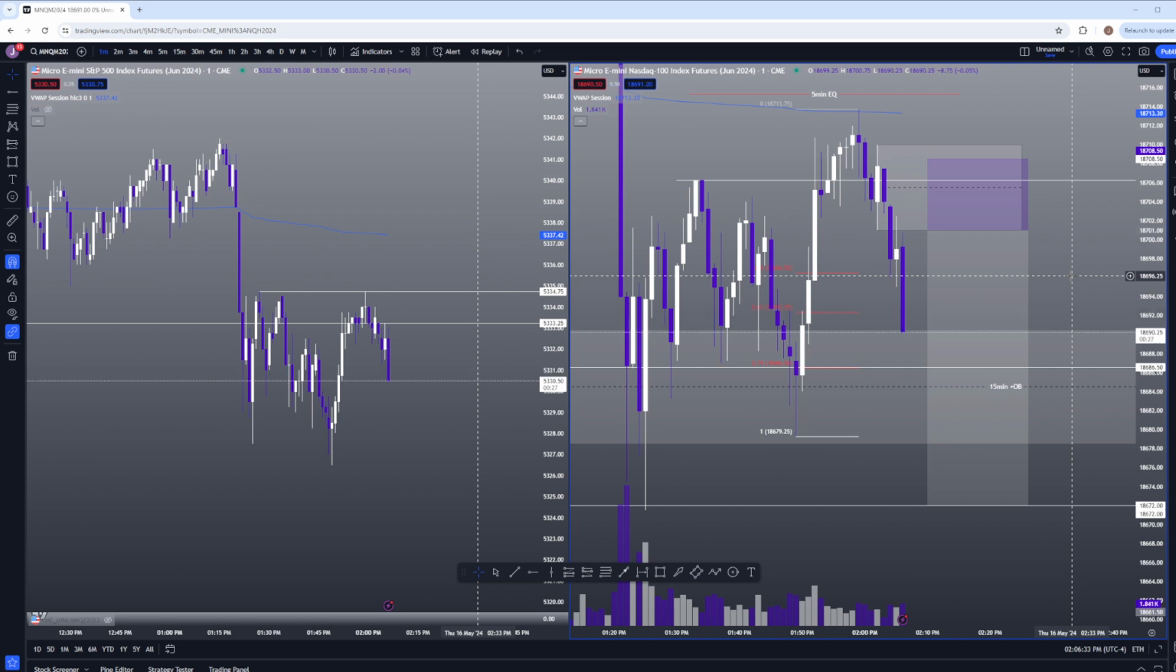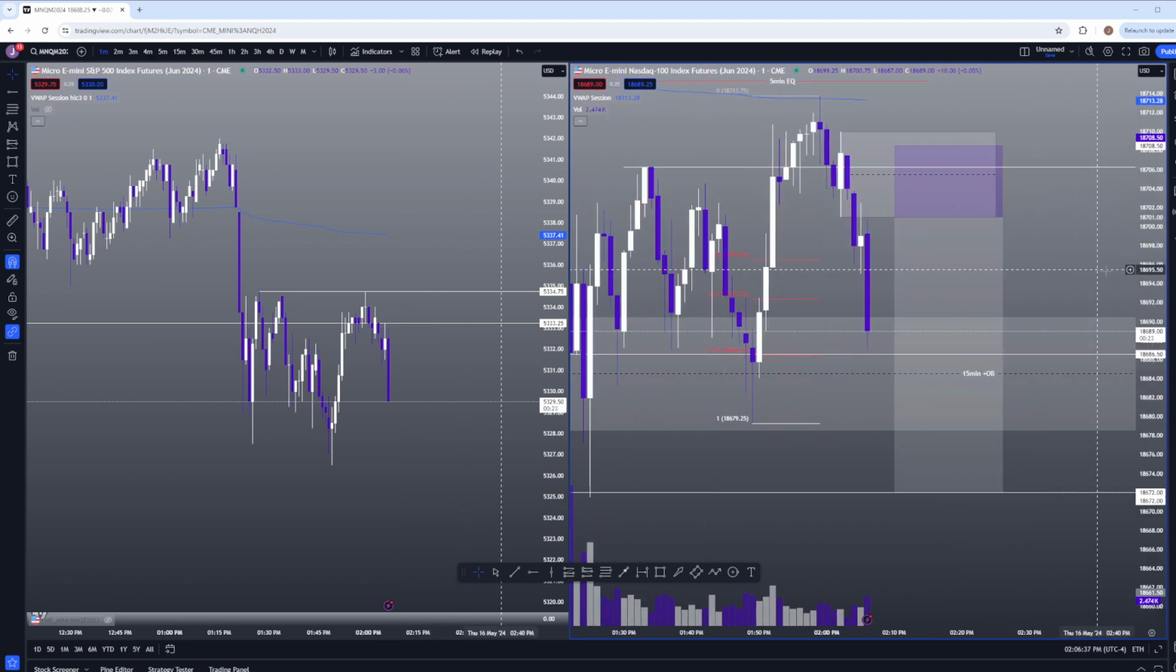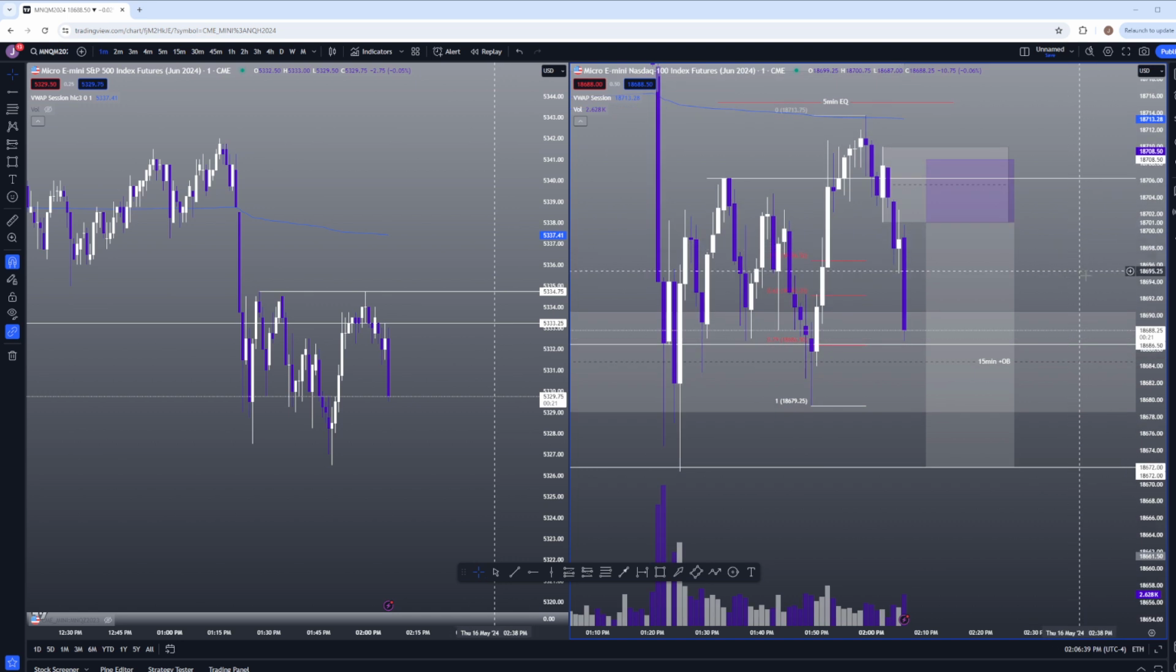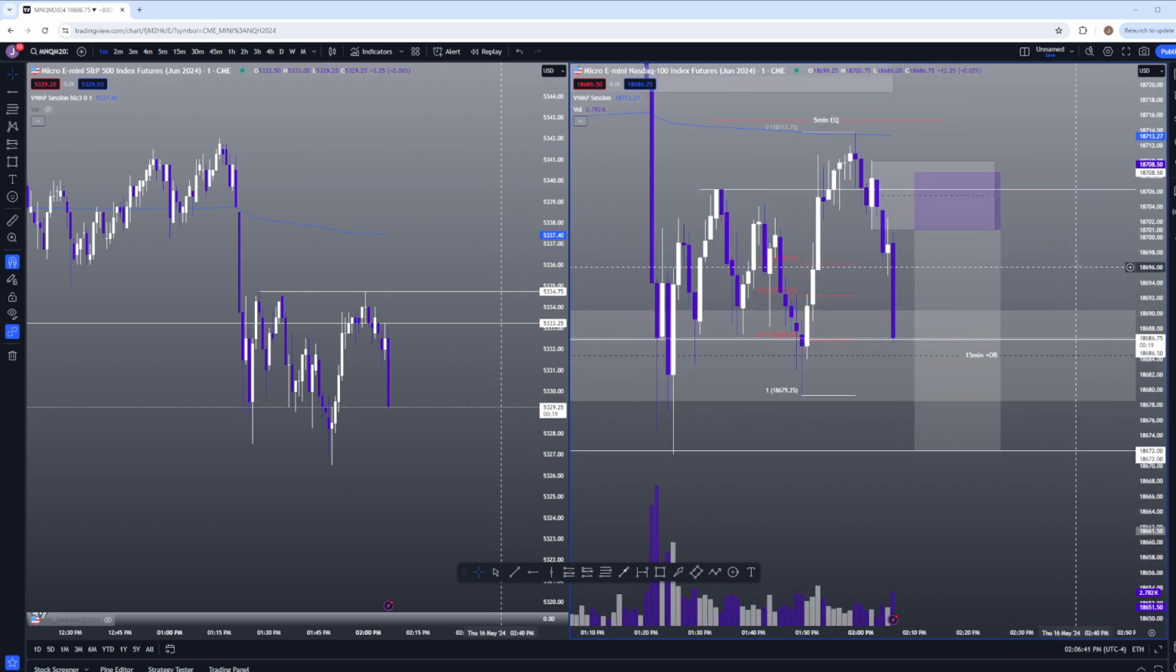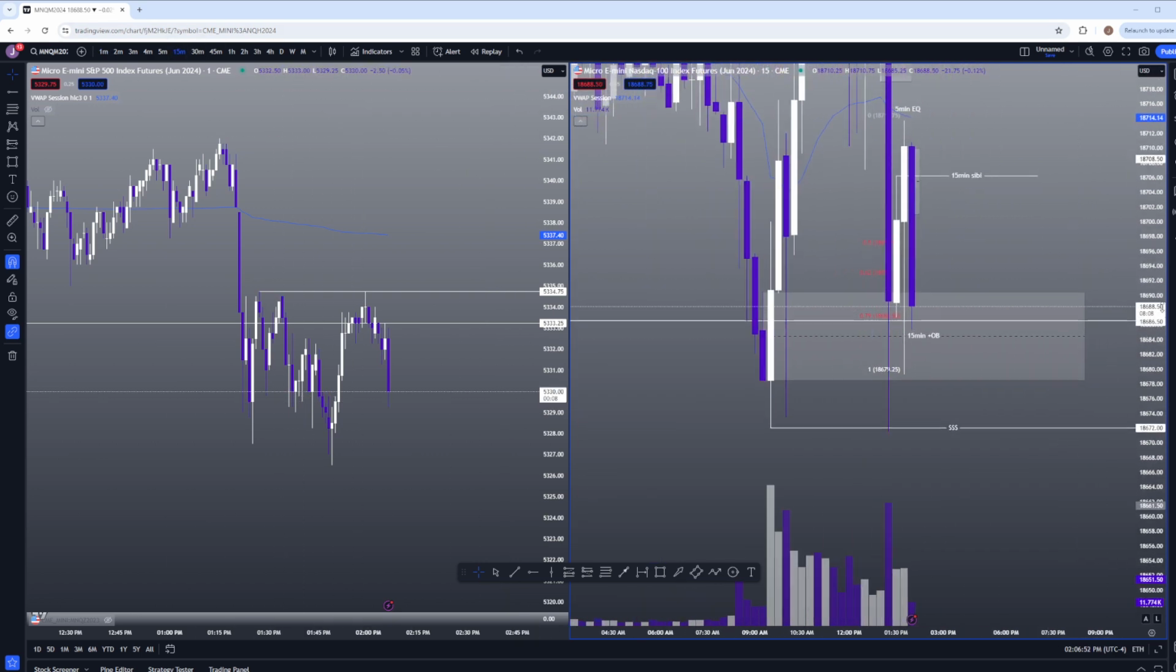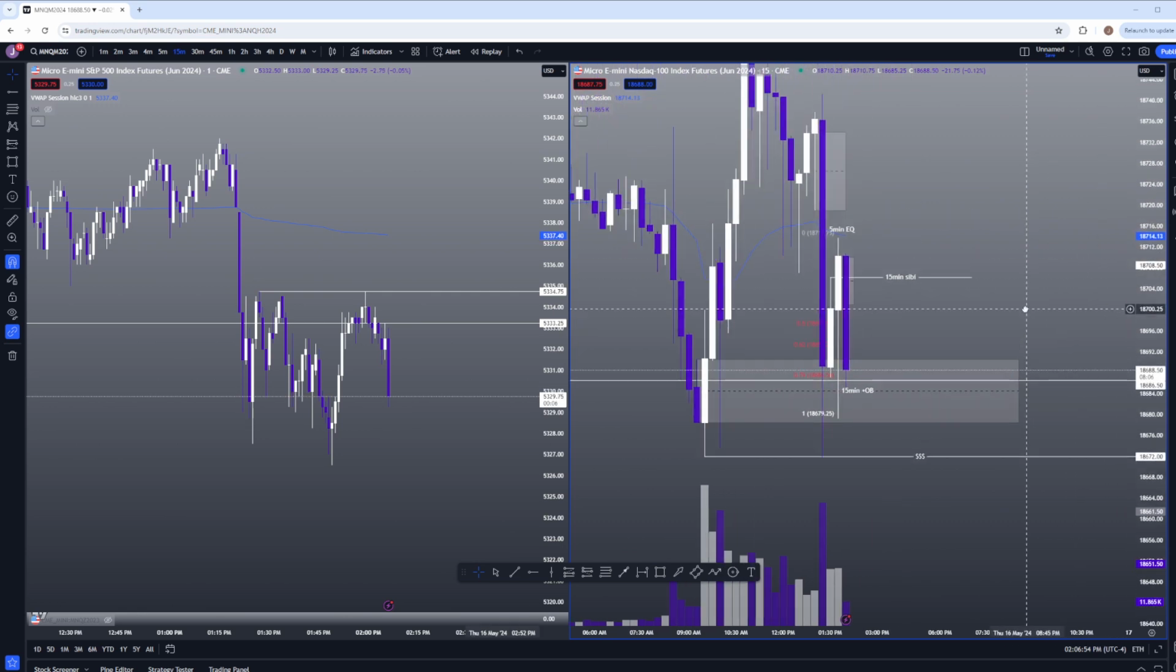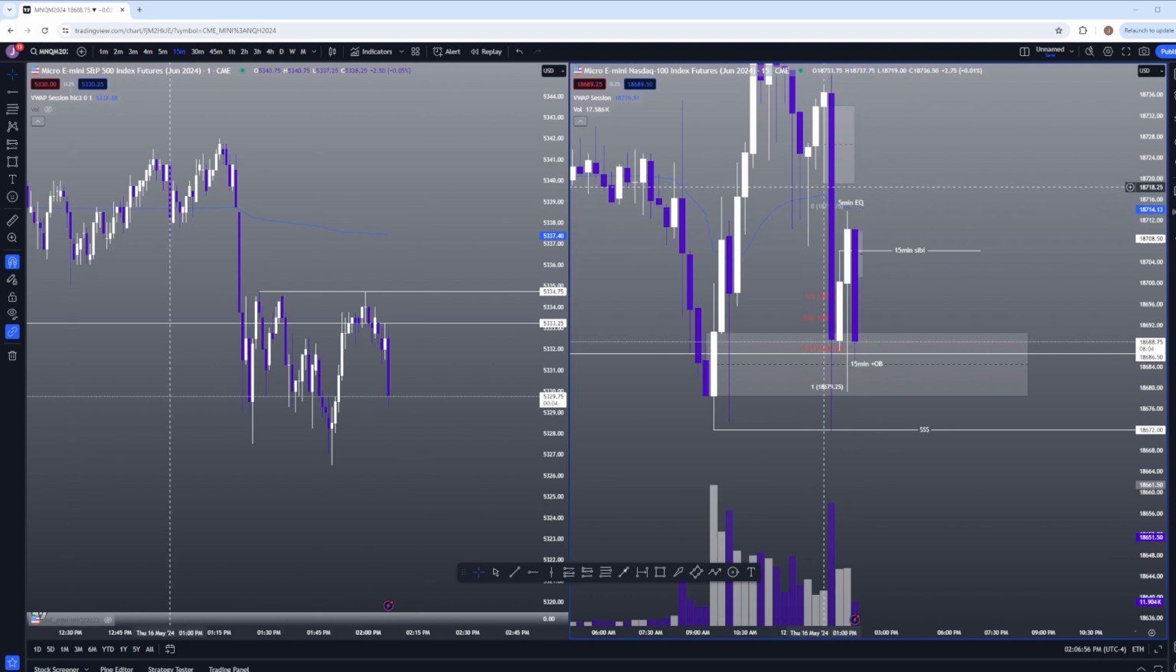If it runs away from me, it runs away from me. I'm not going to chase. If it runs away, oh well, I missed out on the opportunity. That's okay. It's running away from me right now. So nice bounce off that 15-minute.